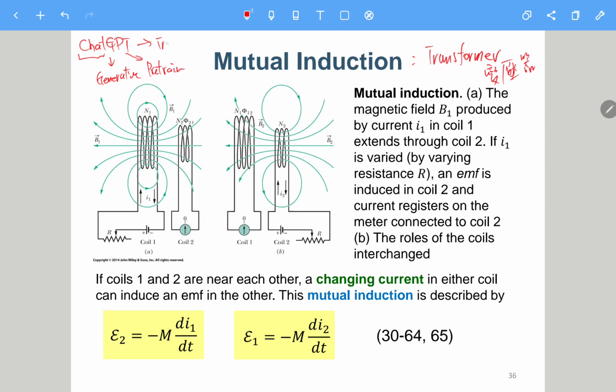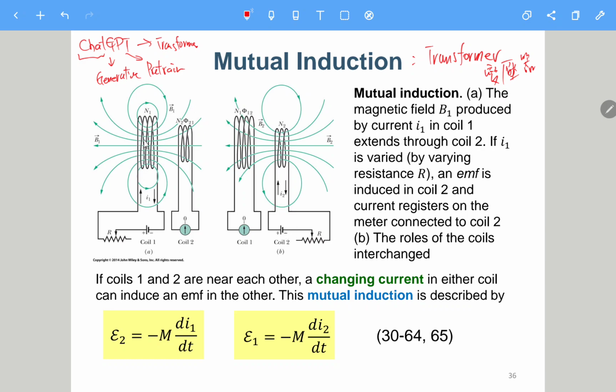T means transformer. So transformer is useful for that purpose. GPT means 生成预训练的 transformer. But actually, that is not what this transformer means. So we altogether have 3 types of transformer. So this one is 变压器.